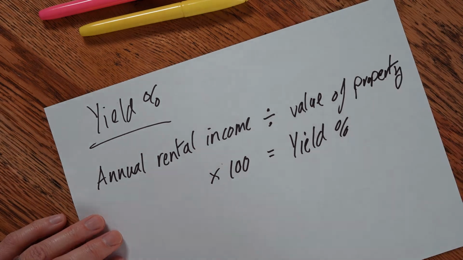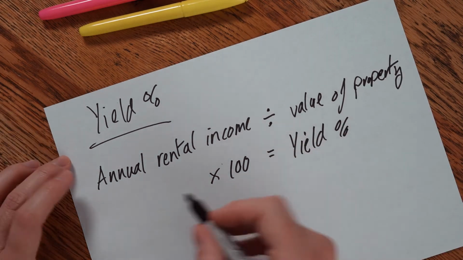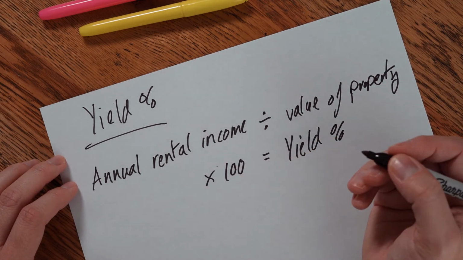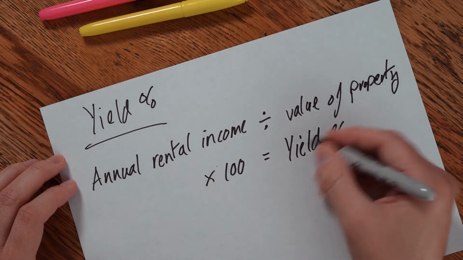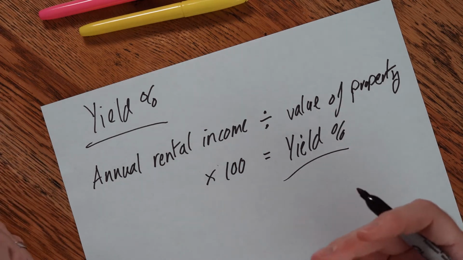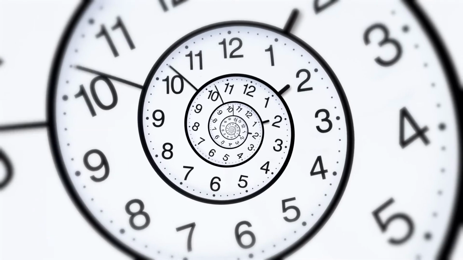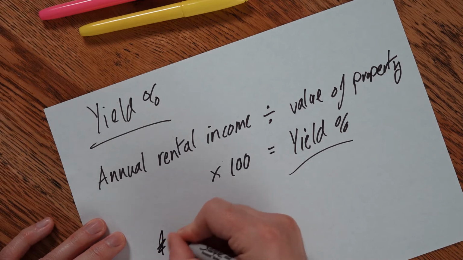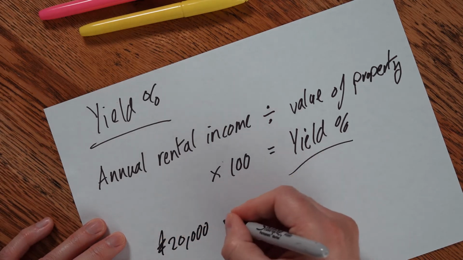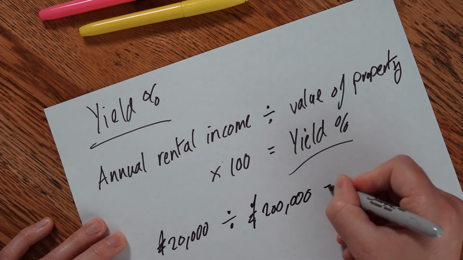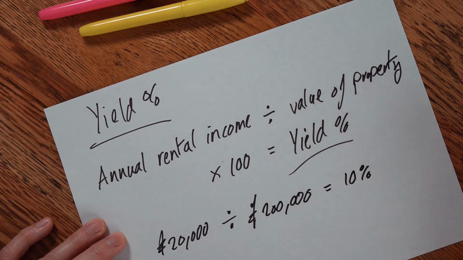So first up, we have yield. To work out the yield of a buy-to-let property, we take the annual rental income, divide that by the value of the property, then we times that by 100 to get this as a percentage, and that gives us our yield. I'm using the value of the property, but you can also use the purchase price. The reason being that the value of the property allows for change over time. So as an example of this calculation, let's say that we've got an annual rental income of £20,000. We divide that by our purchase price of £200,000. That would give us a 10% yield.